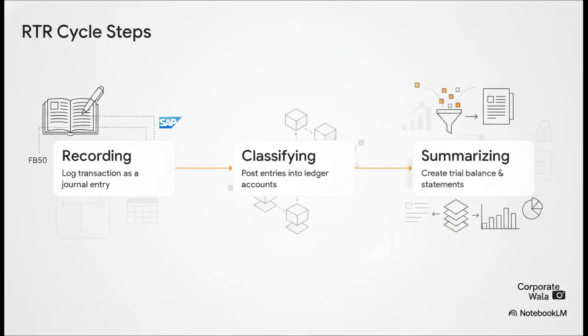Now, within that engine, the fundamental accounting cycle steps flow pretty seamlessly. It goes from recording to classifying and finally summarizing. And heads up, in real-world mock interviews, like the ones you might have seen on the Corporate Wallet channel for Accenture candidates, interviewers frequently test your grasp of this exact cycle. You start by recording the transaction as a journal entry. In the real world, you're often using tools like SAP, where you might punch in a T-code like FB50. From there, those entries get posted and classified into ledger accounts, and finally, they're summarized into a trial balance and eventually the financial statements. Every single transaction has to flow through these steps.